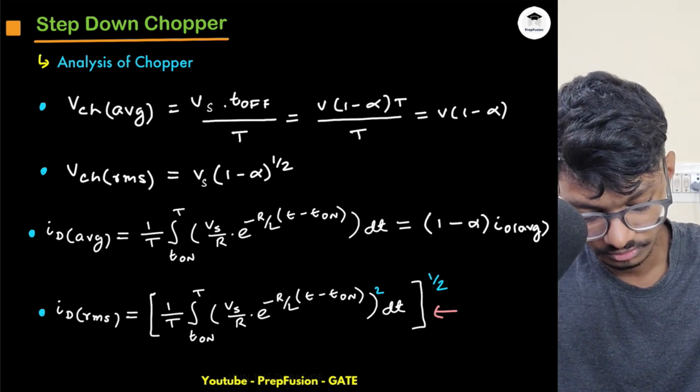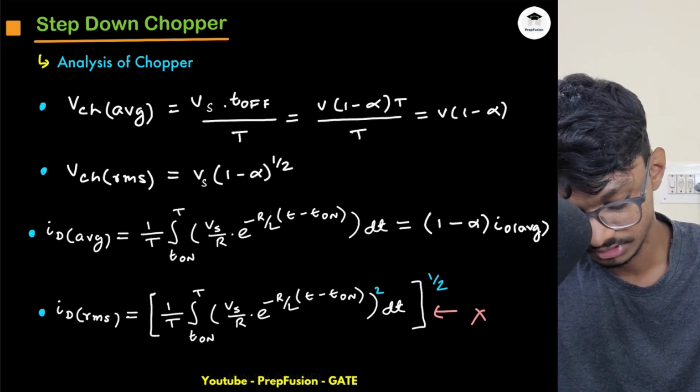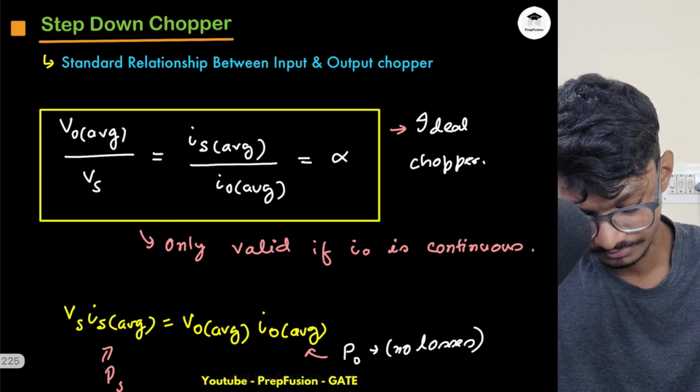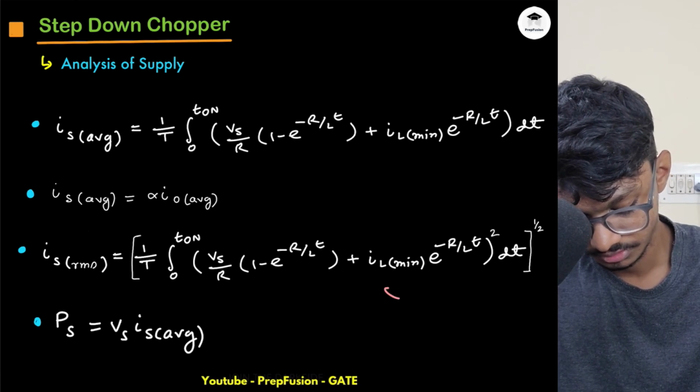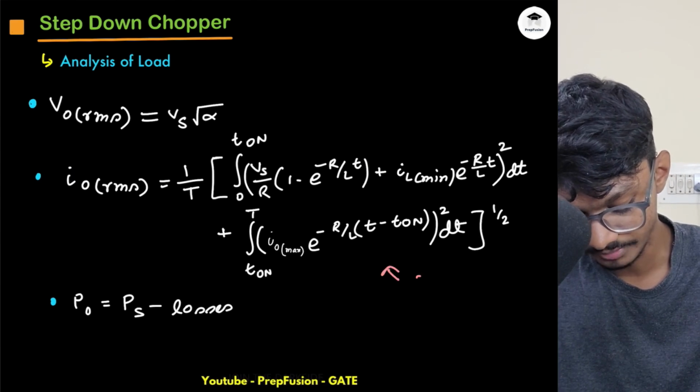So skip it. This one is fine. This one you can skip. Which one? This one you can skip. This IS RMS value you skip, and IO RMS also you skip.